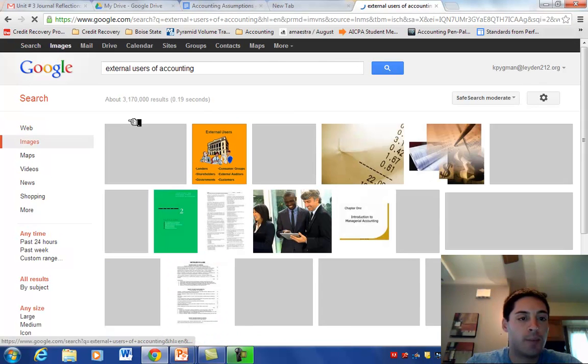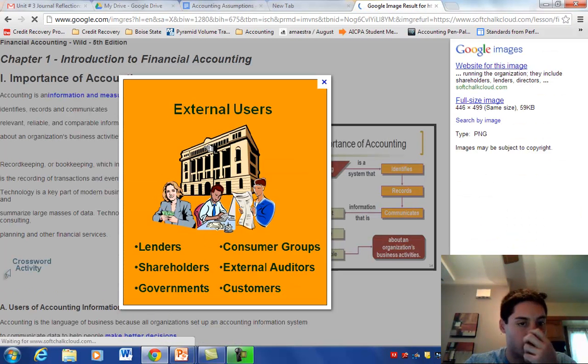So let's find a picture here. This one looks like a good one. So, external users. We have lenders, which are banks, shareholders, which are investors, the government, consumer groups, external auditors, customers, and we also learned earlier in the week other groups that aren't listed here. Potential customers, potential investors, unions, the list goes on and on and on.